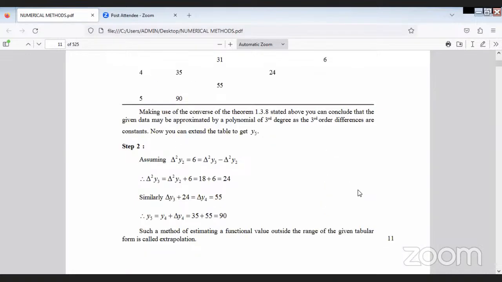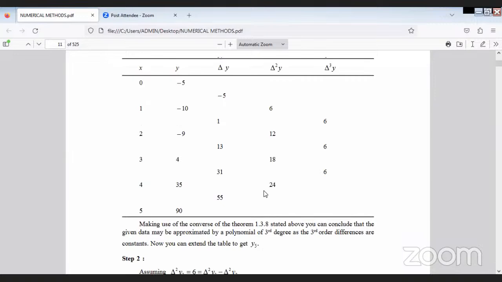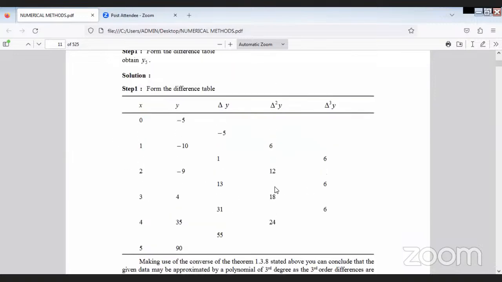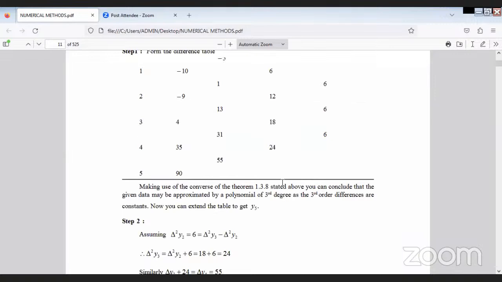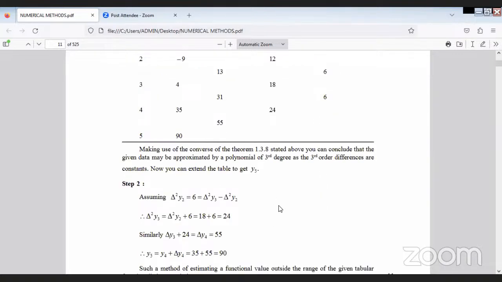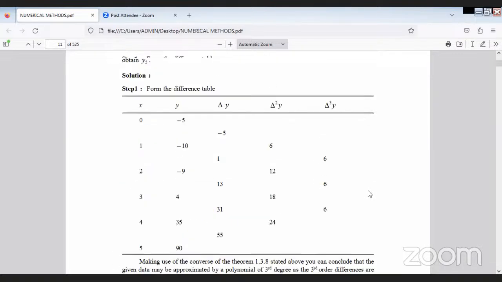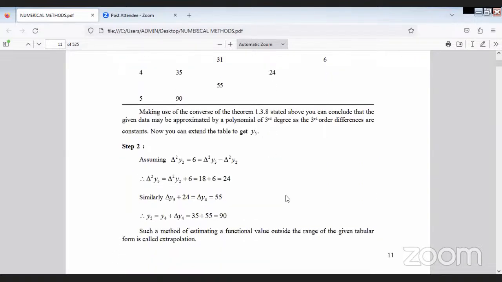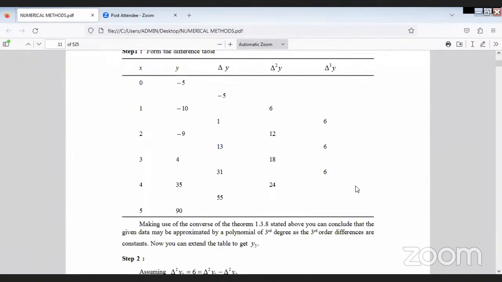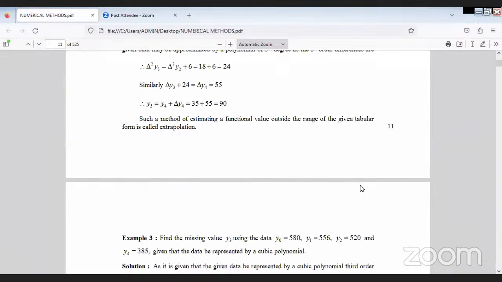So assuming here, we are taking del square y2. What is del square y2 here? Del square y3 minus del square y2. So del square y3 means 18 minus 12. What is del cube y? We have to write here 6 plus 12, so 18 plus 6, 24. The value is total 35 plus 5 is equal to 90. So what are the values we are coming to here? We are writing here. This is the method of estimating the value in the tabular form of the expression.